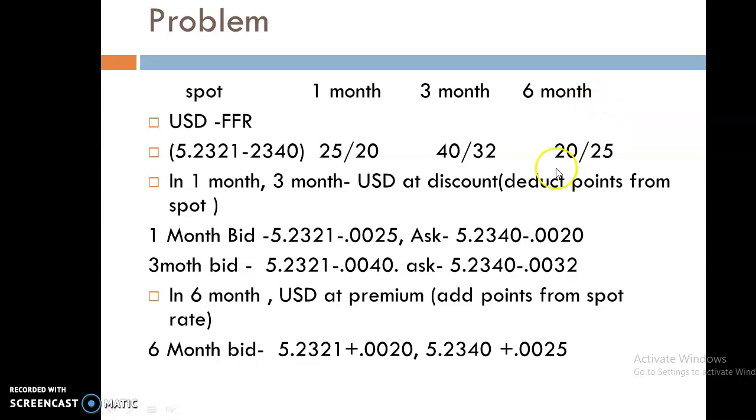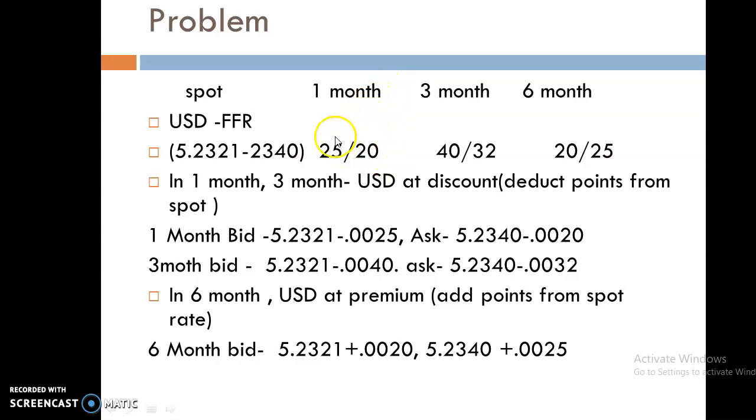In the 6 month contract, it's slightly different. What is that? 20 is smaller than 25. So add the pips to the spot rate to get the forward rate. So 5.2321 plus 0.0020 gives you the 6 month bid, and 5.2340 plus 0.0025, that is the 6 month ask. So this is the method you can use to calculate the bid rate and ask rate in the forward market.